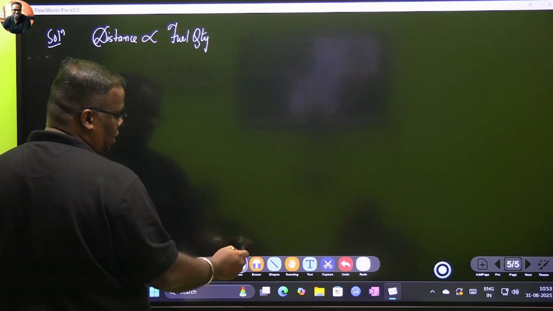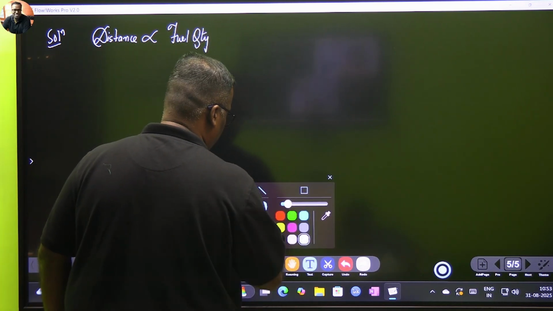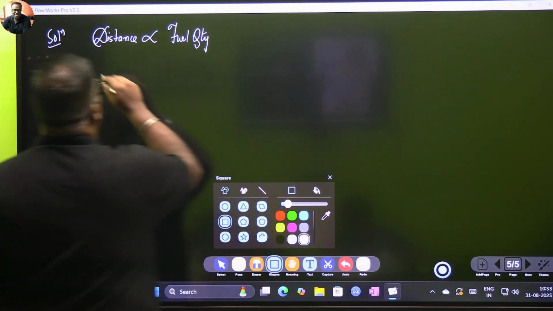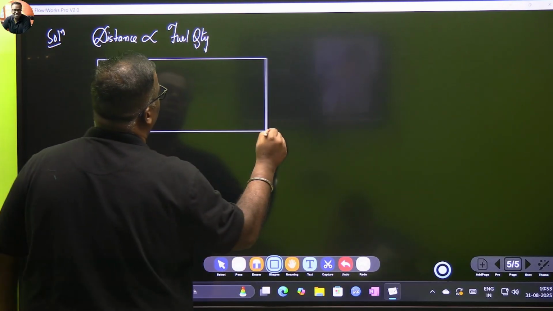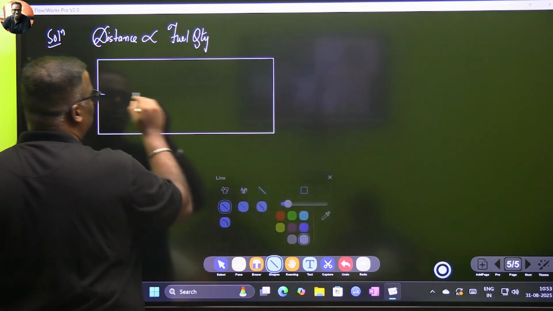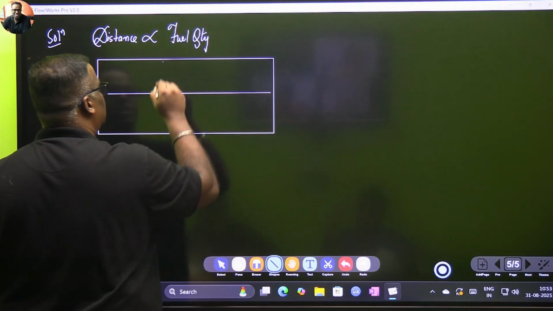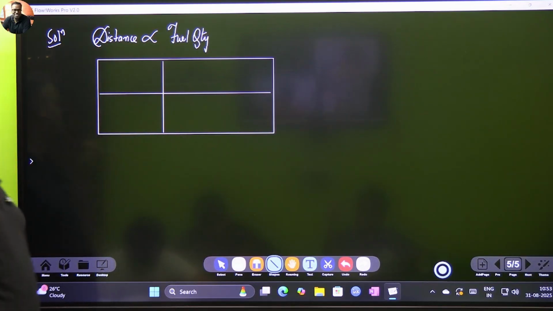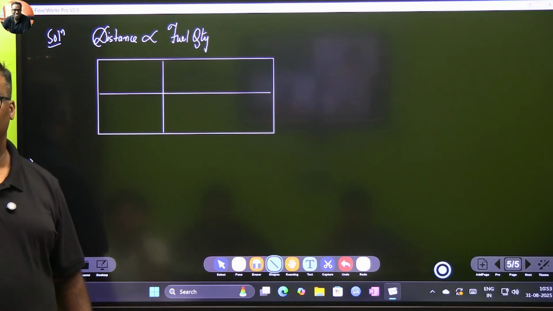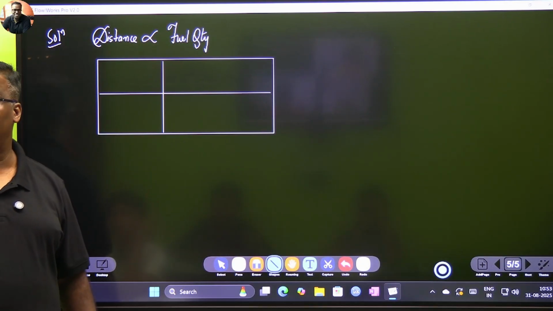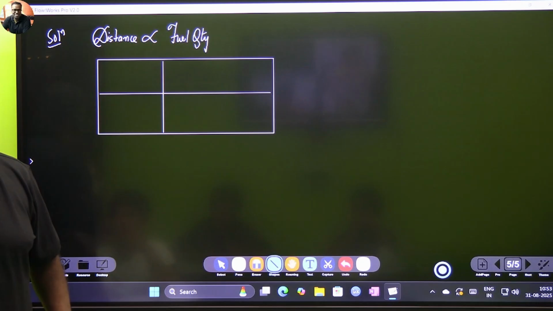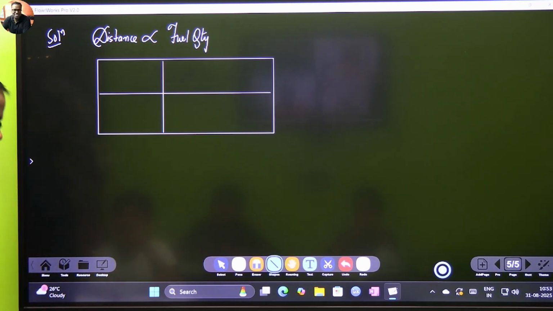Once I'm done with this, my next step would be what? Tell me. My next step would be to draw the box. Okay. Then I'll make my box. In my box, there will always be two scenarios only. So let's make the two scenarios like this. What have they asked you to find out? Find out the distance. That's it.